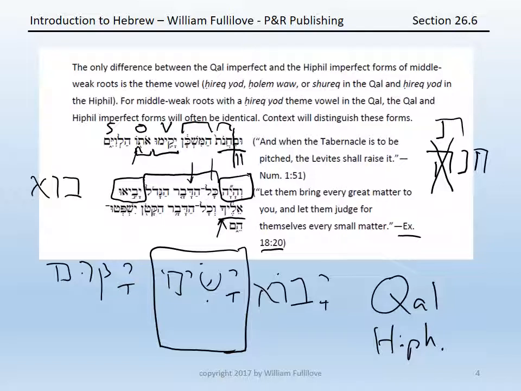So in context, we then can distinguish that this is not even just a hiphil imperfect, but it's a hiphil jussive. May they bring, let them bring every great matter to you. And kol hadavar hakaton, every small matter. Now we have a cal jussive, third masculine plural of shafat, to judge. Let them judge themselves.